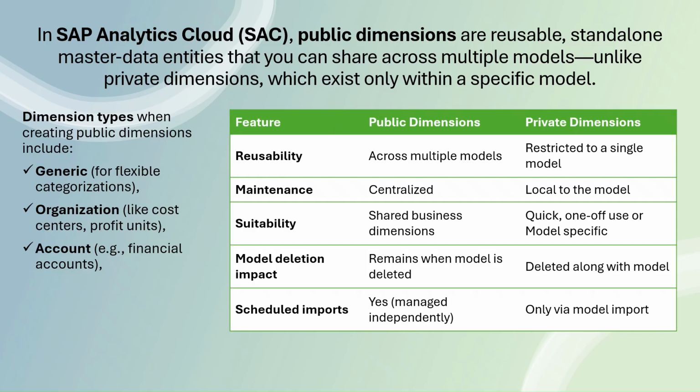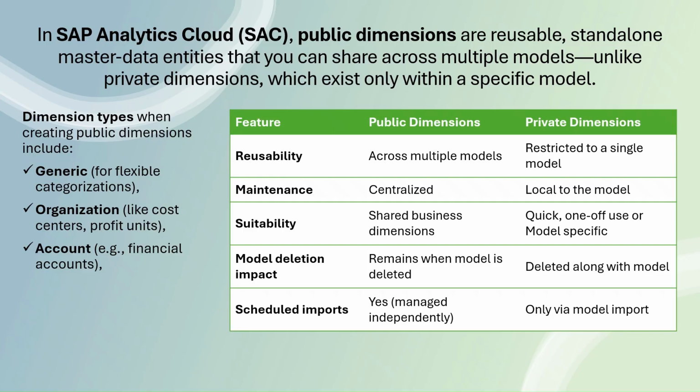Suitability depends on the business use case. If you think that master data is going to be used within one model only, not for other use cases, then go for the private dimension. If you think that master data is repeatedly used within your different business scenarios, like a cost center, you might be using it for your P&L statements, or workforce reporting, or maybe in your other cost reporting, revenue reporting, then you can create a public dimension for that cost center.